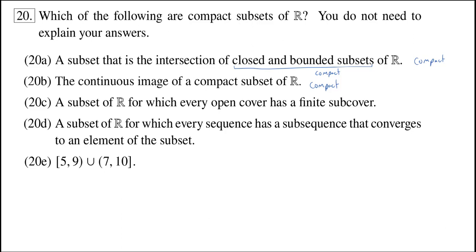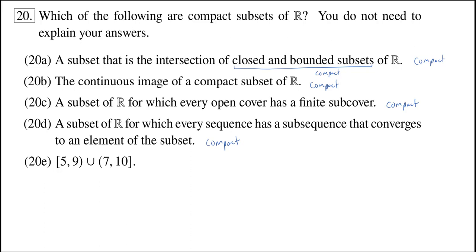All right, the third one, a subset of R for which every open cover has a finite subcover. This was our topological characterization of compactness. So in fact, this subset is also compact. Next, we have a subset of the reals for which every sequence has a subsequence that converges to an element of the subset. Yep, that is our sequential characterization of compactness in the real numbers. So this is also compact.